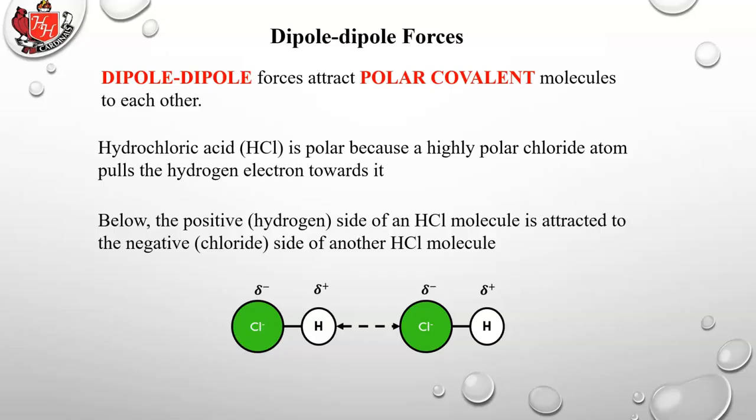Below, the positive hydrogen side of the HCl molecule is attracted to the negative chlorine side of another HCl. So when you see these diagrams, the solid lines are covalent bonds. They are chemical bonds. The dashed lines are the intermolecular forces, which are much weaker than the covalent bonds. So the hydrogen on the atom on the left is attracted to the chlorine on the atom on the right, and that's an intermolecular force.